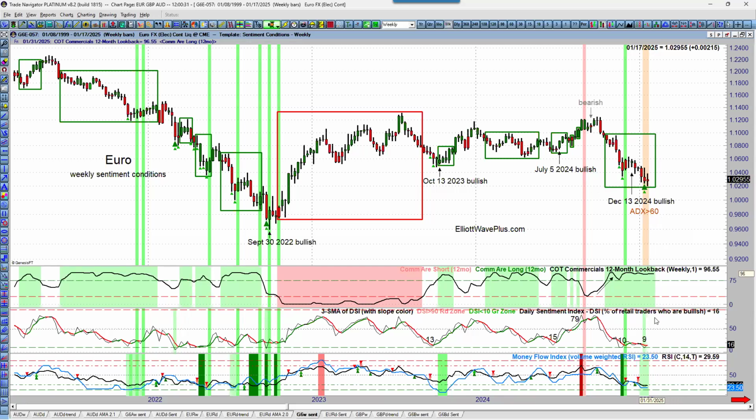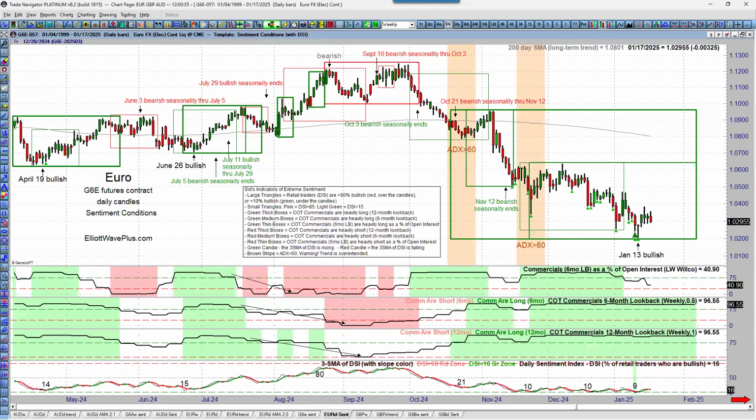Commercials on the 12-month look back are heavily long. Retail is as low as a 9 on the weekly chart. On the daily chart, commercials are for the most part heavily long. Retail is at a 9. And on this January 13, we did get a green candle there last week, and so this finally may have bottomed. We start moving to the upside.